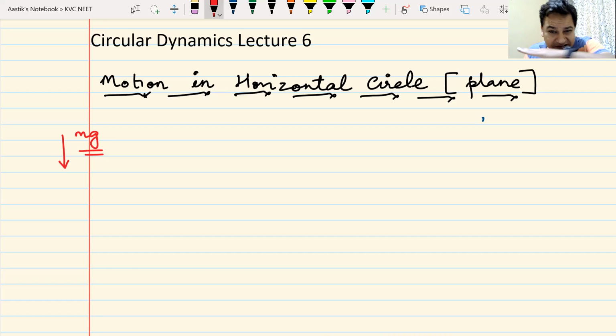Any motion that is taking place on the surface of earth, or any plane which is parallel to the surface of earth. For example, any motion that is happening on this table. If this is a tabletop and something is moving on this tabletop, that is a horizontal circle, a horizontal plane. That is the motion that we are going to study. Do we understand this? Can I have some response that yes, sir, we understand this?